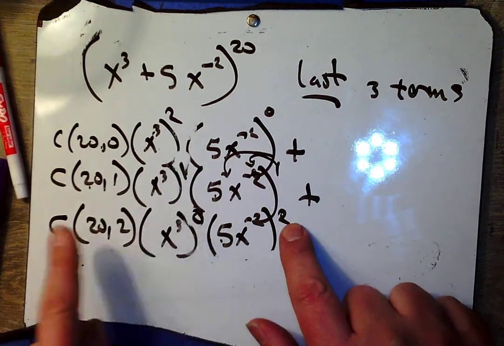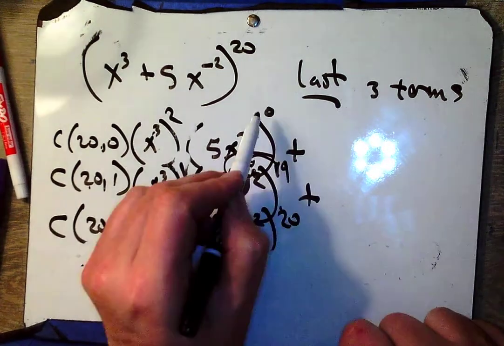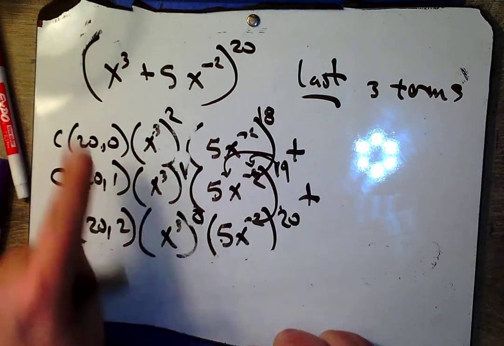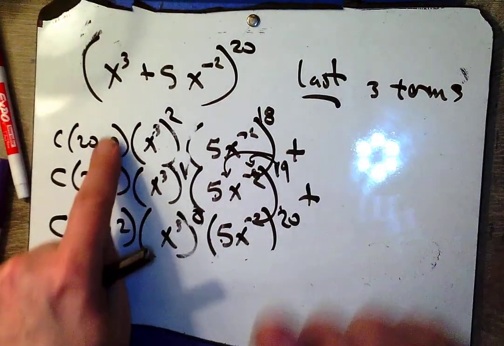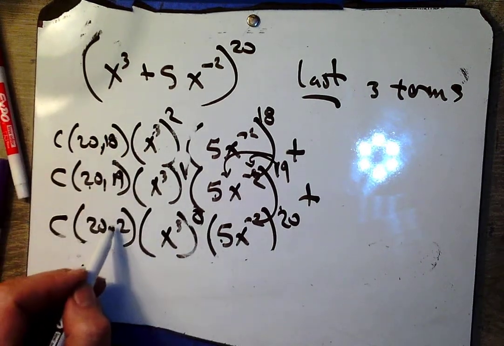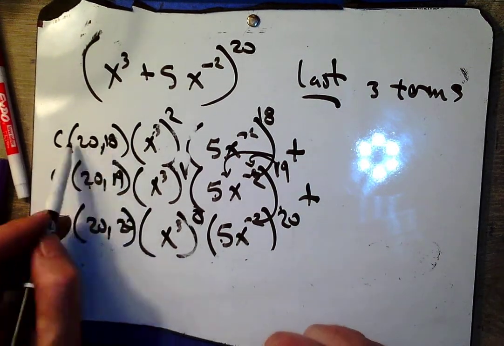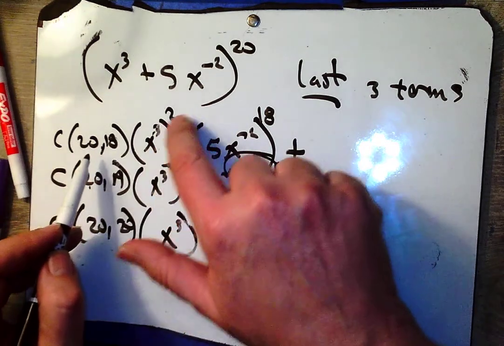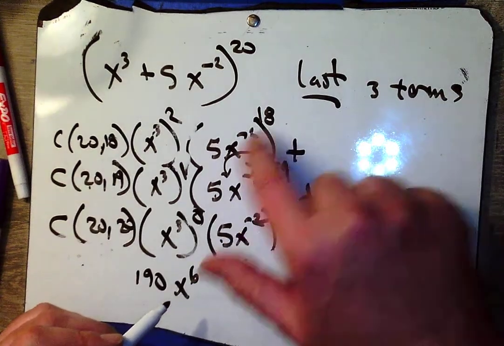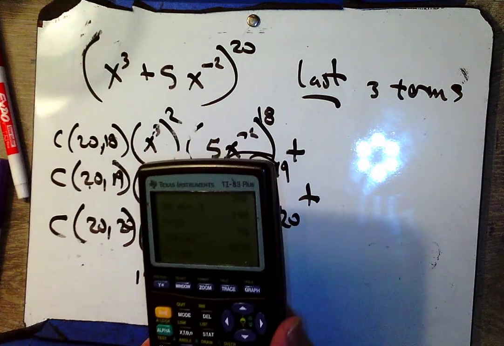And this plus this have to add up to 20. So it's going to be 20, 19, 18. These add up to 20, these add up to 20, these add up to 20. And over here, remember this and this are the same. So that's 18, that's 19, and that's 20. Okay, so let's do this. This is going to be 190 times x to the 6th times 5 to the 18th. Kukla, 5 to the 18th.